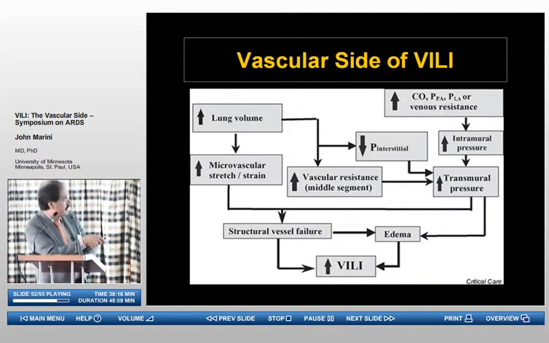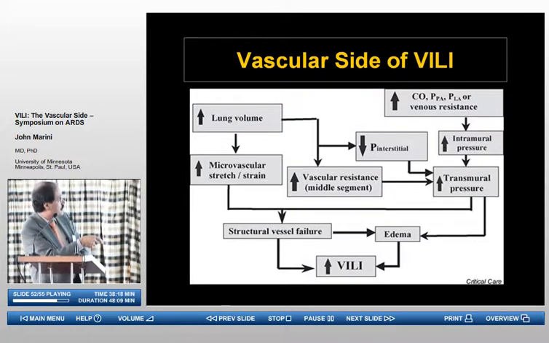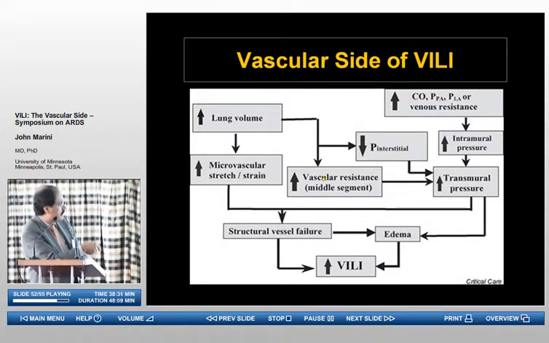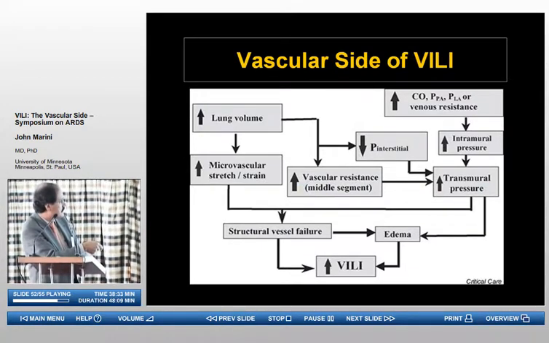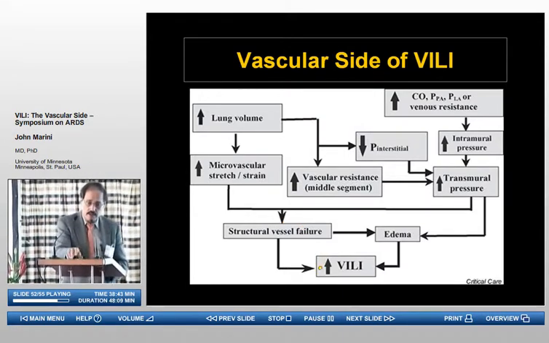So, in summary, the vascular side of ventilator-induced lung injury is a little bit complicated, but it has elements that relate to the decreased interstitial pressures, the increased transmural vascular pressures, the increased vascular resistance in the middle segment, microvascular stretch and strain, structural vessel failure leading to edema, and ventilator-induced lung injury.